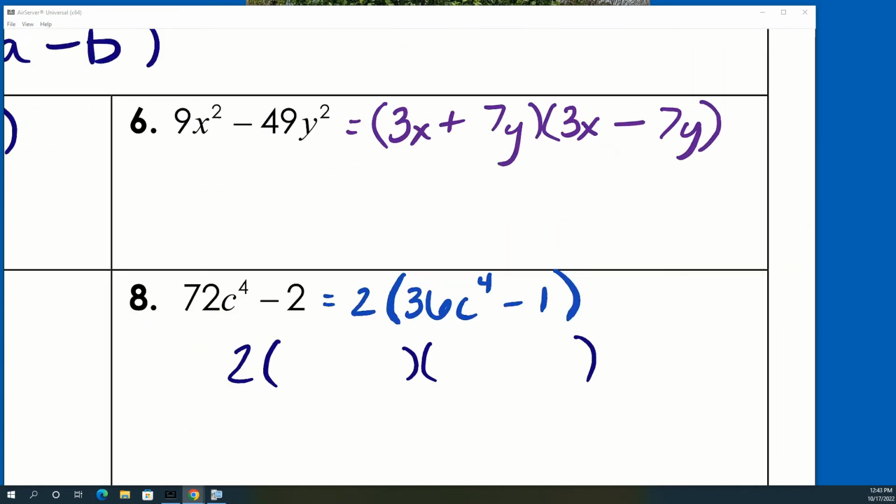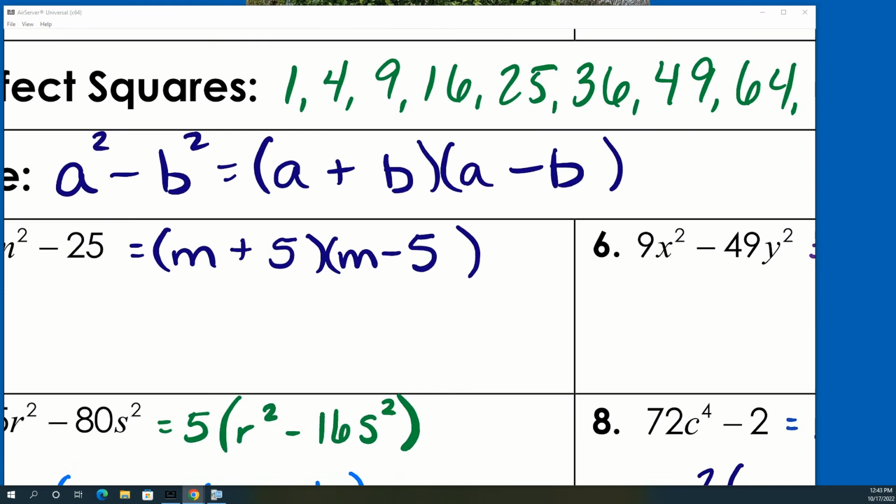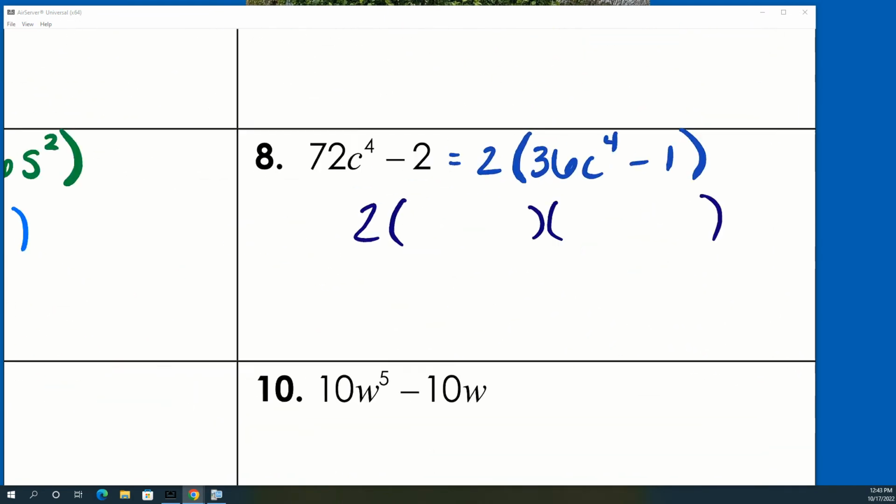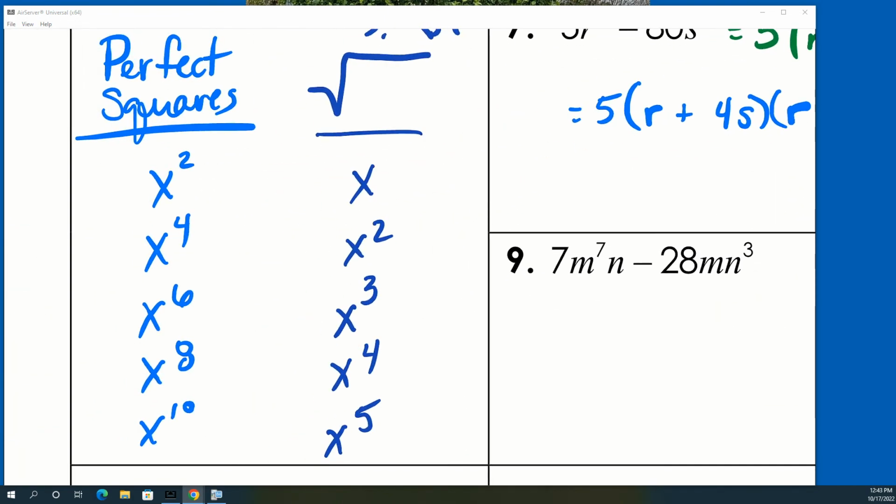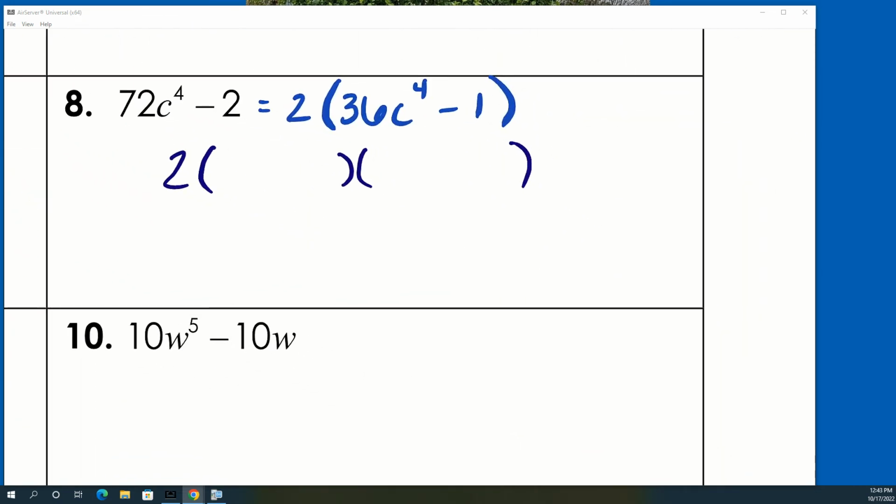All right, so 36 and 1 are in the list, and c to the 4th is basically the same as x to the 4th. So we can use our shortcut to do this. So we're just going to find each square root, which will be 6c squared and 1. And then do one with a plus and one with a minus.